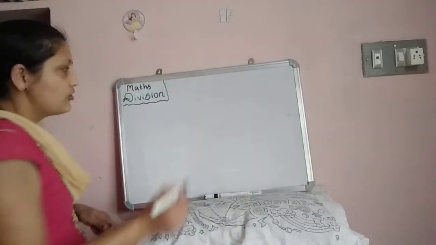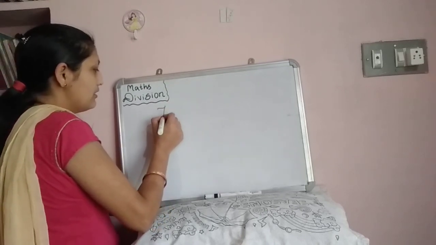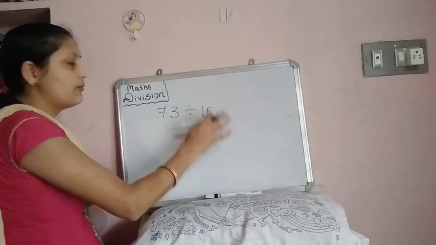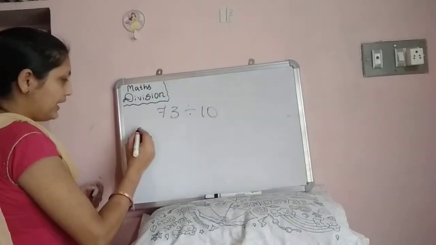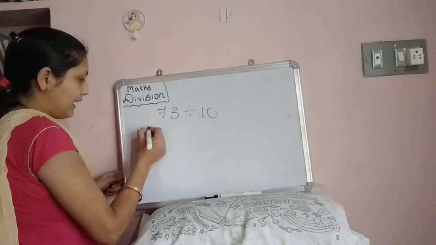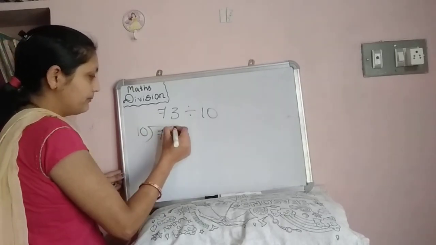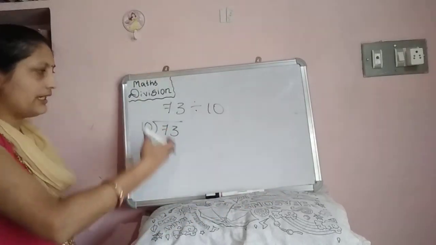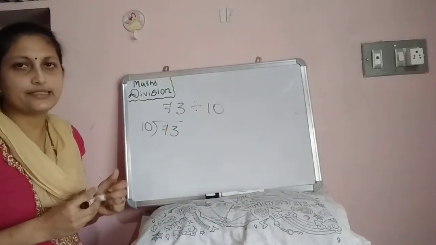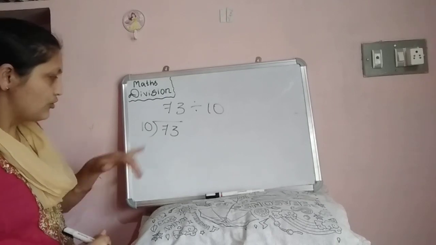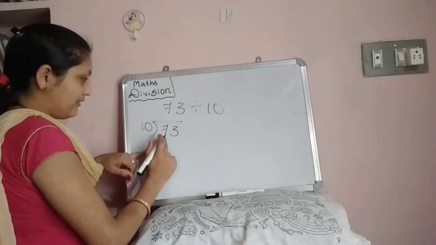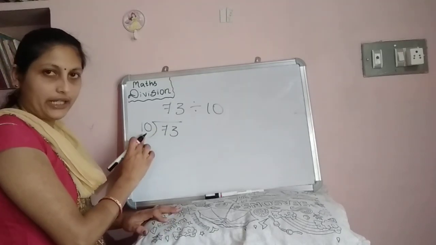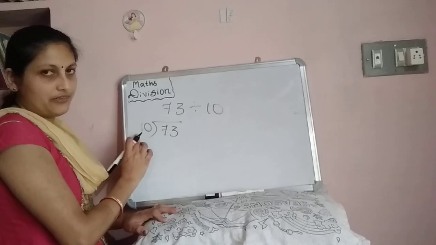Let us see how. For example, I have 73 divided by 10. 73 has to be divided among 10. So, let us take 10 in the bracket and 73 inside. Let us follow the same procedure as earlier. This 7 you cannot divide by 10 because 7 is a smaller digit than 10. So, the dividend is smaller than the divisor here.